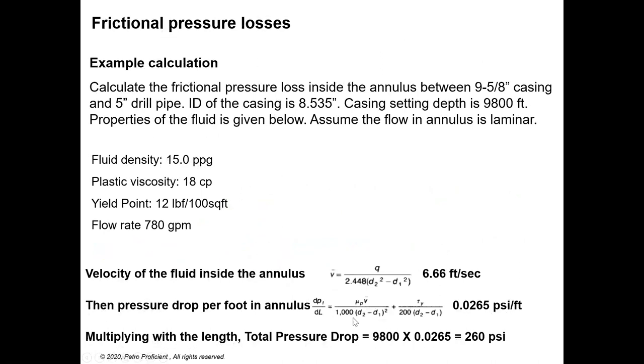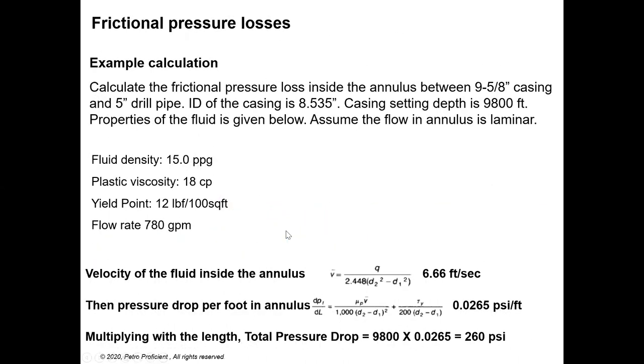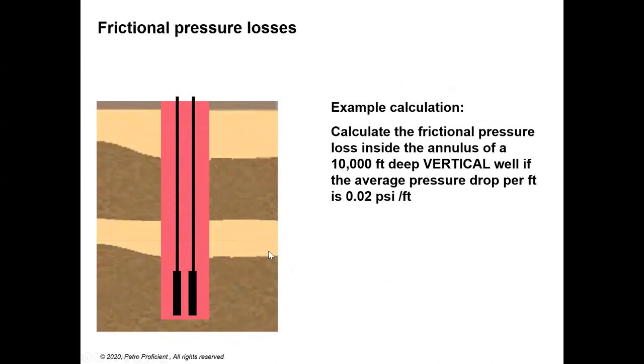Similarly, here is another example where I have done some calculations to give you the pressure drop in the annulus. In this case, it is 260 psi. So this is how you calculate it, and we'll probably share this slide deck with you to review later on. These are just standard mathematical calculations: you substitute values into these equations and determine the pressure drop.